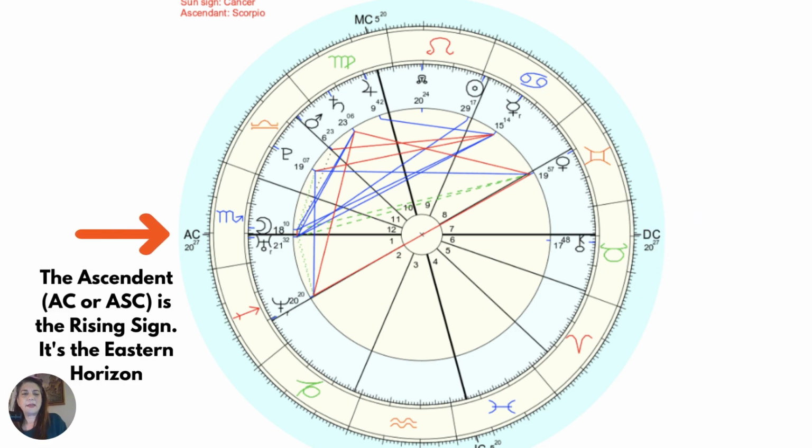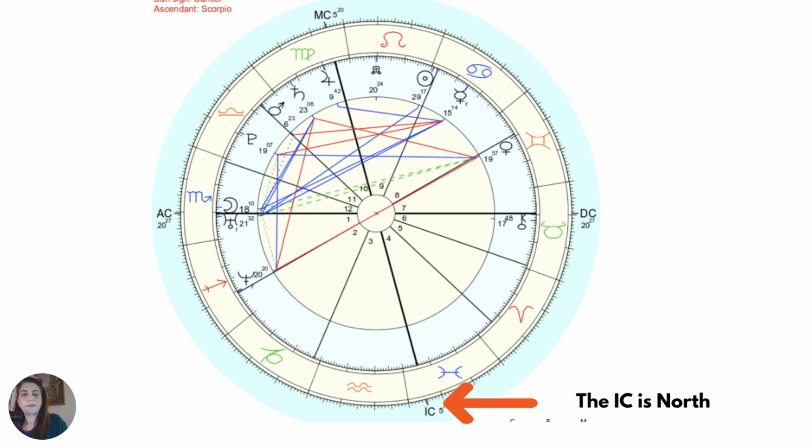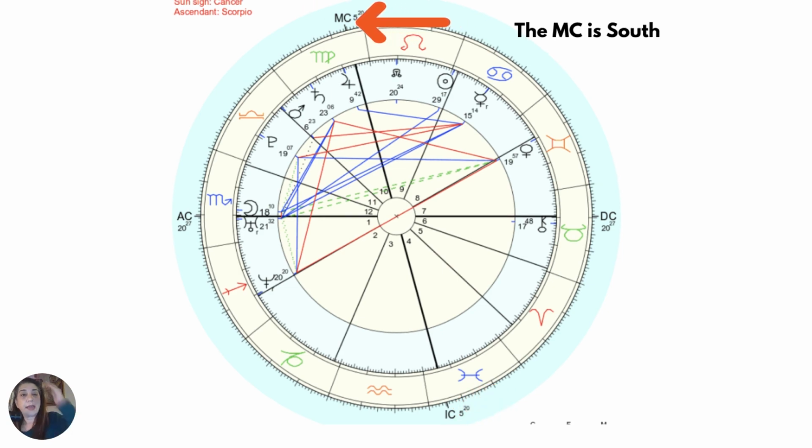The ascendant is the east. Everything rises in the east. The descendant is the west. Everything sets in the west. The IC is north and the MC is south. Now this matters, we'll find out here.